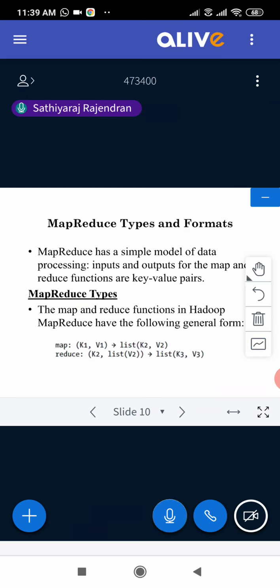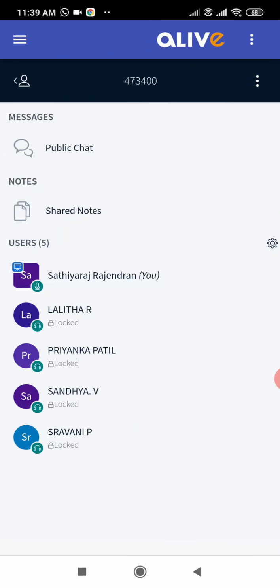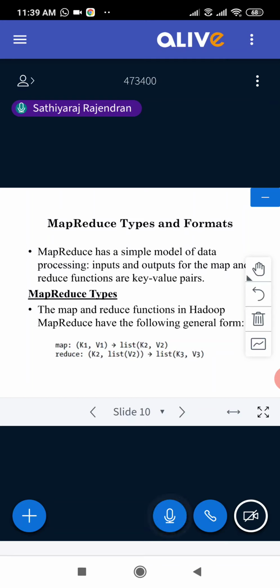This k1 comma v1 is called a pair. Whenever we talk about MapReduce, we are always repeating key value pair, key value pair. For example, if I want to write a name, I will write your name. Roll number, I will write your roll number. Branch, I will write the name of the branch. Year, I will write the year. Duration. This is called the key, and whatever corresponding value you write to it is called the value, and that is called a key value pair.